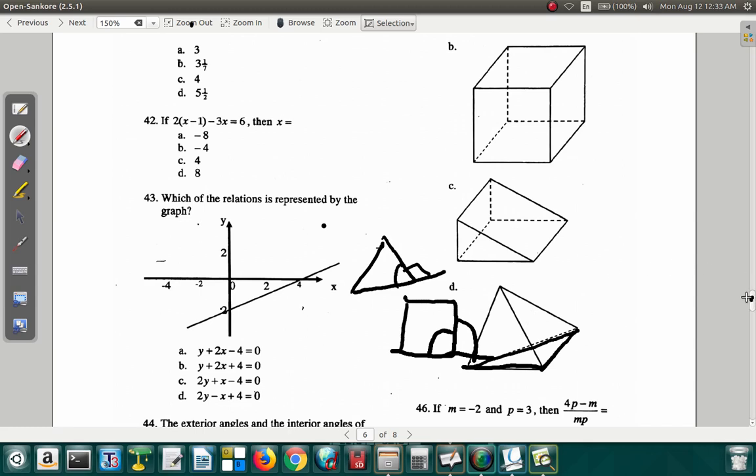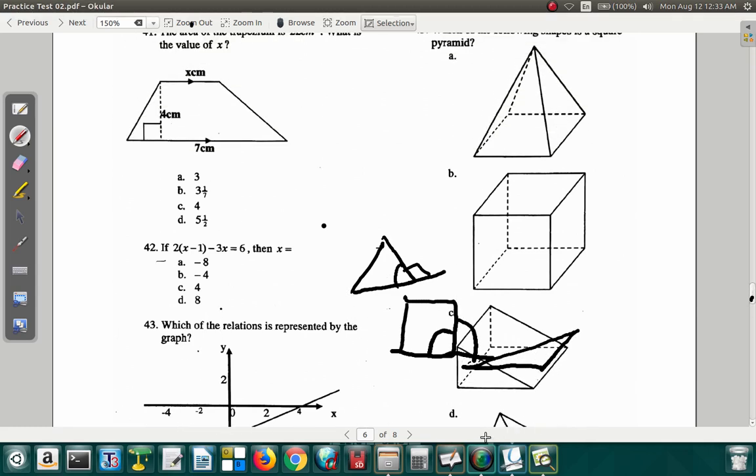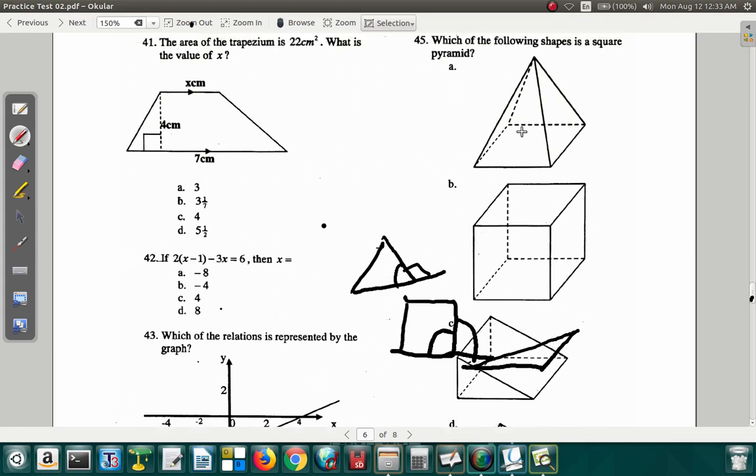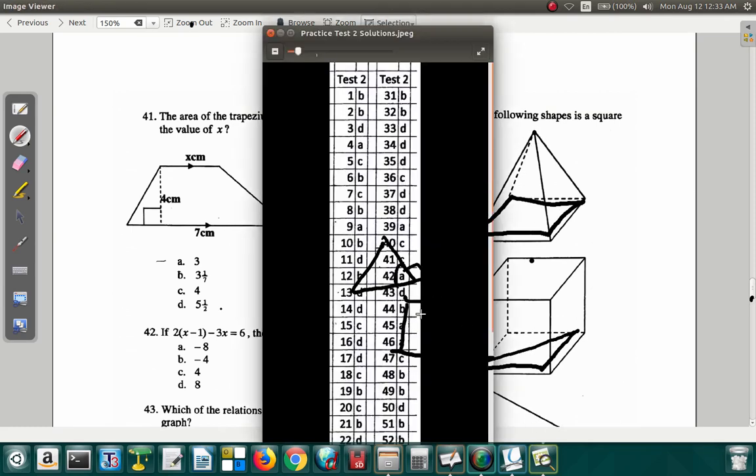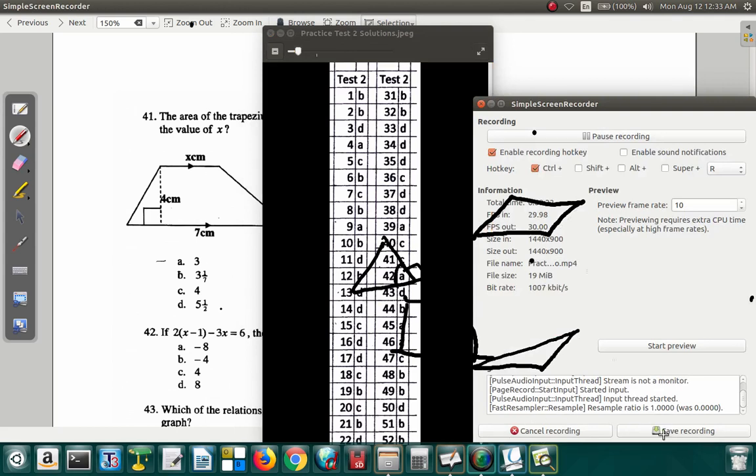So let's see what else is here. This is not a pyramid nor a prism. This looks like a cube. So the answer would be A. You can see the base is square and it's a pyramid because it has a point at the top. So 45 is A. Alright. Okay, so what we're going to do is just pause there and continue next time.